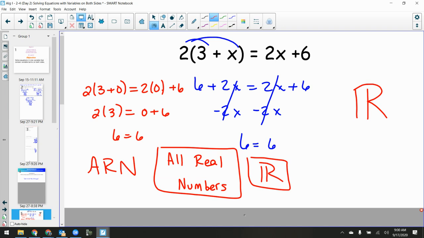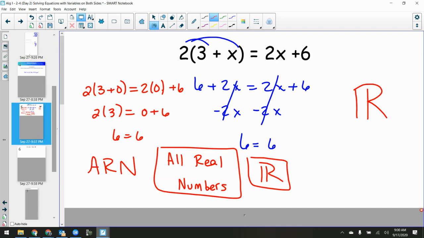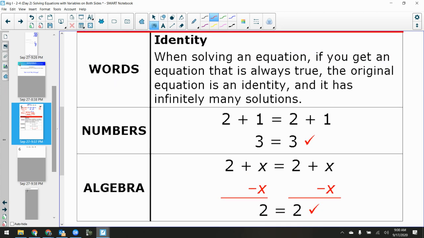But what is that saying? That's saying that in this case, any number would work for this situation. That is what's called an identity. You see this on your guided notes directly to the right. It's called an identity. When the variables cancel out and you get something true, it has an infinite amount of solutions, meaning any number that you possibly can think of, if you plug that in, the left side will equal the right side. It's an equation that's always true.